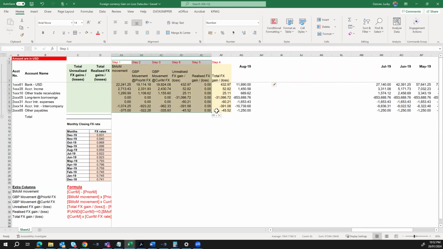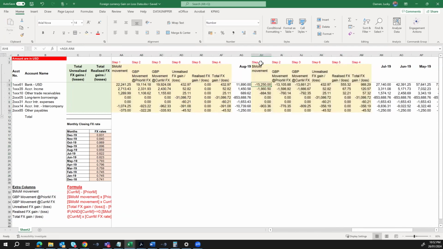Copy my steps 1 to 6, paste, then check the accuracy of the FX rate being picked. Then this becomes July, which is the previous month. Drag down, and this becomes August, the current month. Drag down, then unrealized gain or loss remains the same in terms of the formula.